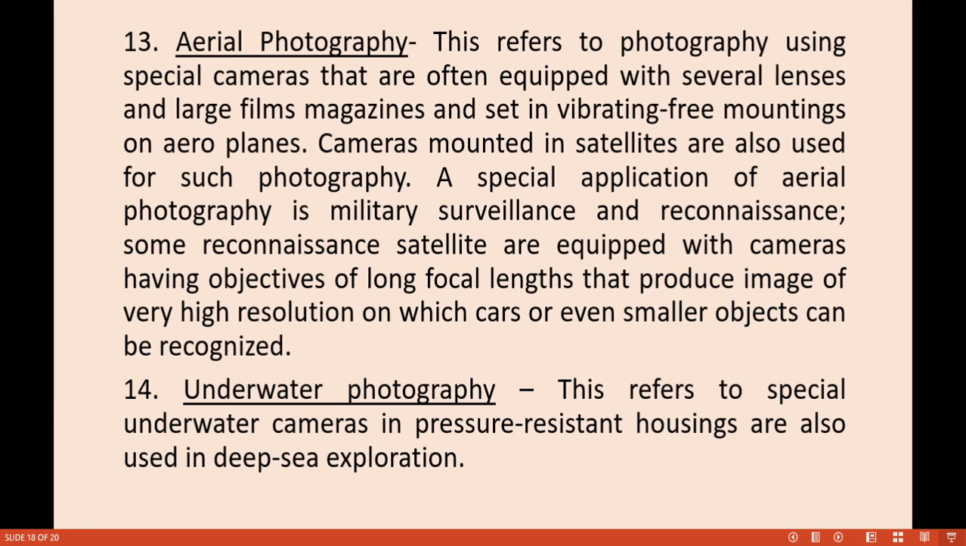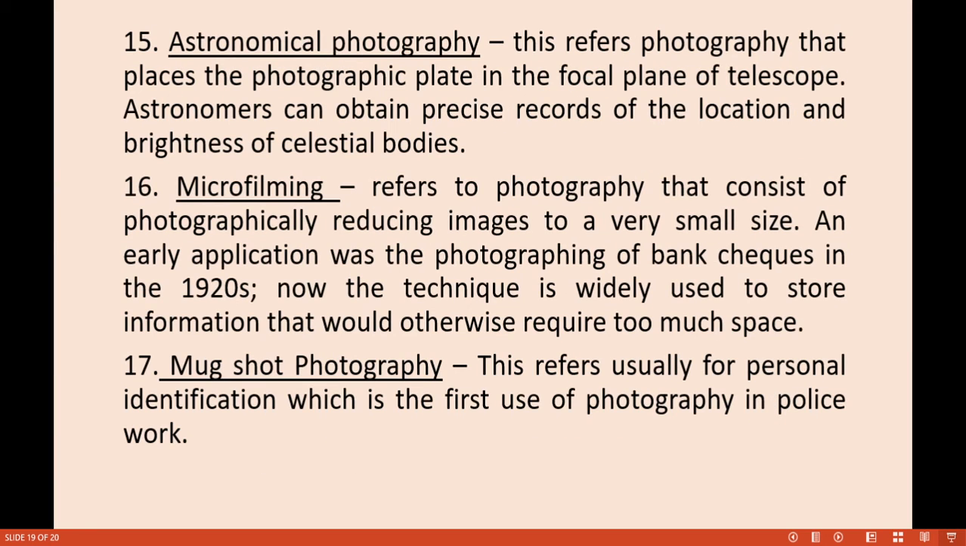Number 14 is underwater photography. This refers to special photography in which underwater cameras in pressure-resistant housings are also used in deep sea explorations. Number 15 is astronomical photography. This refers to photography that places the photographic plate in the focal plane of a telescope. Astronomers can obtain precise records of the location and brightness of celestial bodies outside our atmosphere.